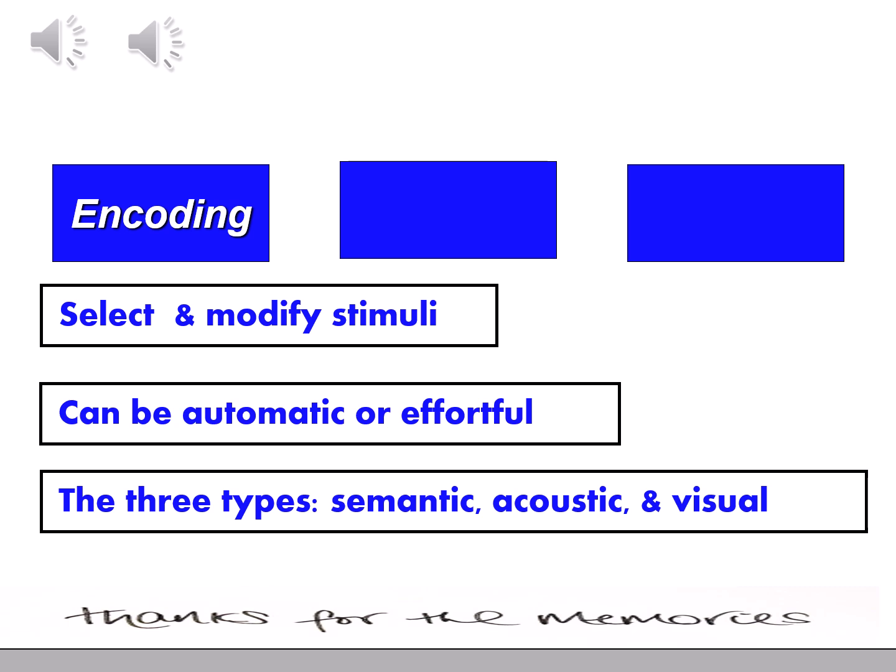There's also 3 types of storage for this encoding. Semantic, in other words, by meaning. Acoustic, by the sound, or visual. So sometimes you might say, I don't remember the word, but it means this. You record it by semantic. You might say, I can't remember the name of the word, but I know it begins with a certain letter, reflecting acoustic storage. Or you might just record by the way things look.